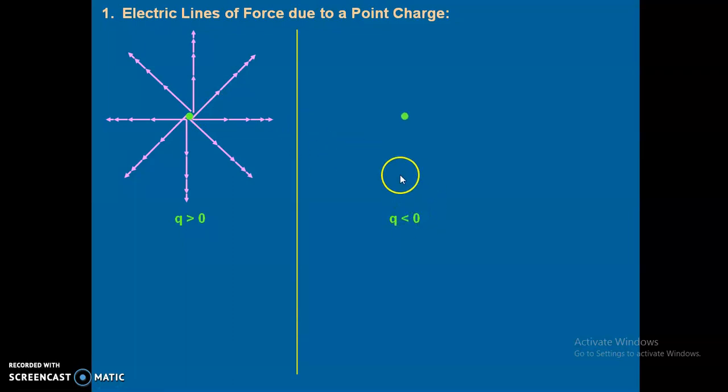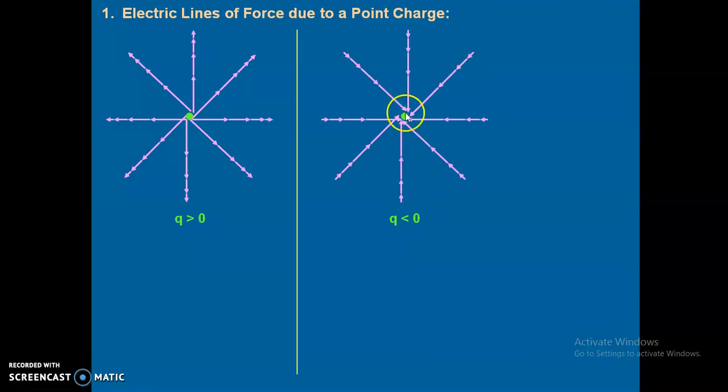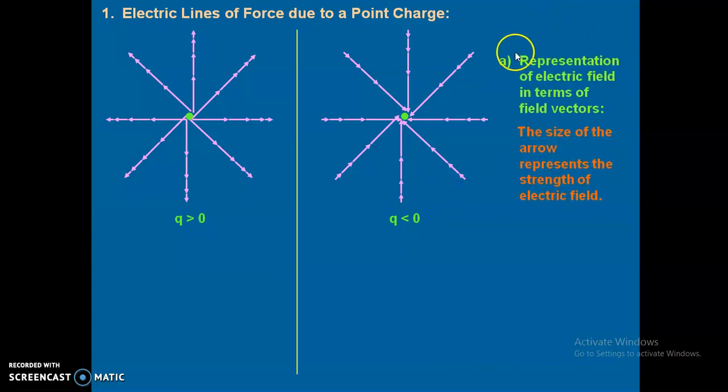Now if q is less than 0, this is the pattern of electric field vectors. Why? Because this is negative charge, so a positive test charge will move in this direction, inward, because attraction force will be there on the test charge. So this is the field vector representation for a negative point charge. Here it is written: representation of electric field in terms of field vectors.